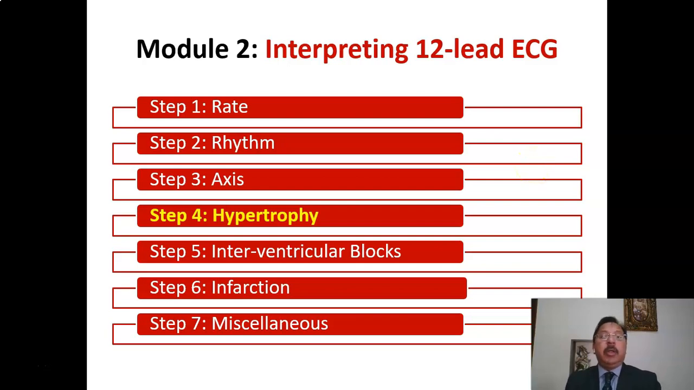We'll continue about interpreting 12 lead ECG, and so far we have finished step 1, the rate determination, step 2, rhythm analysis, step 3, axis identification. Now we are at step 4, which is about hypertrophy.